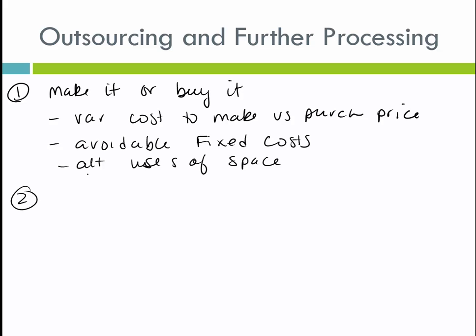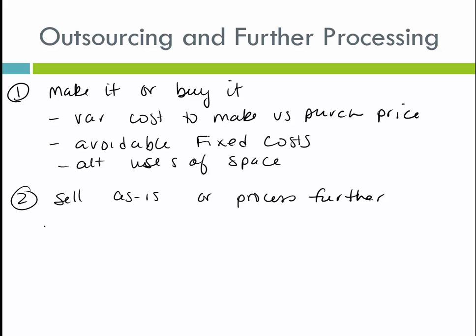The second type of decision that you see here is sell as is or process further. If I make something that is a component in something else, I can sell it as it is, as somebody else's ingredient or component, or I can continue processing it as it gets closer to the finished product, which will make it worth more. It'll sell for more, but it will also add to my cost. We have an example. The problem we're going to do is cocoa powder. They can sell it as cocoa powder that somebody else would use as an ingredient, or they can turn it into a finished product.